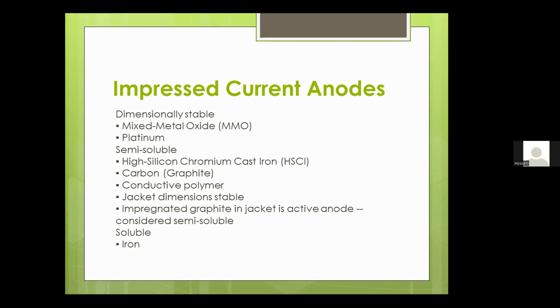The impressed current anodes have many types, including dimensionally stable, like MMO or mixed metal oxide, and platinum. Another type is semi-soluble, like high silicon chromium cast iron, carbon, or conductive polymer. Another, soluble type is iron. The most used are the metal oxide, high silicon chromium cast iron, and graphite.